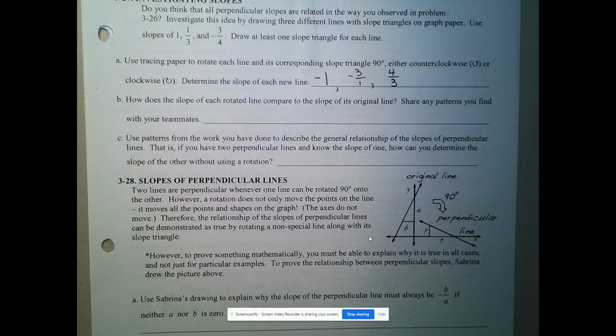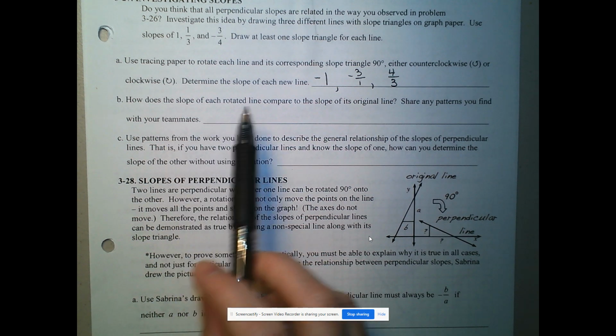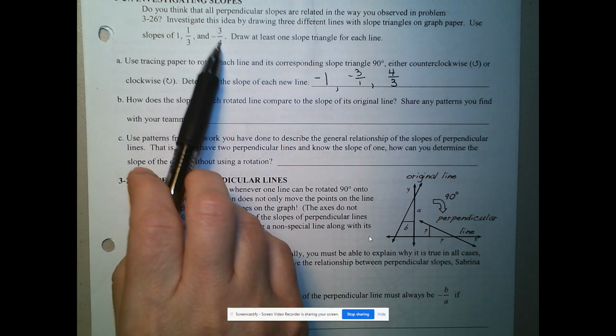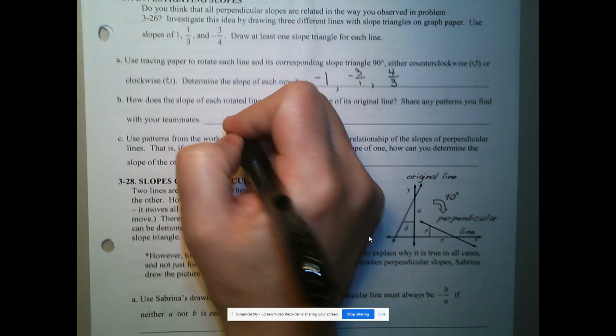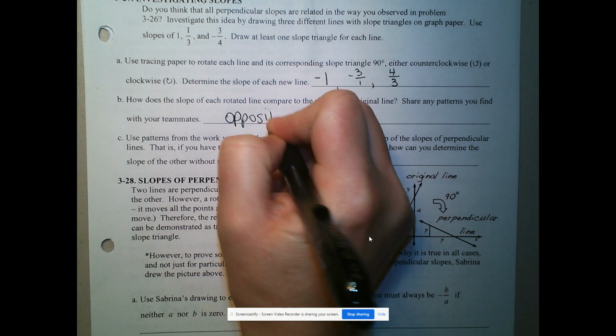How does the slope of each rotated line compare to the slope of its original? We found that the change in y and the change in x switched. That's where the reciprocals come in, right? It was a 3/4, now it's a 4/3. And also that it went to the opposite signs. So opposite reciprocals.